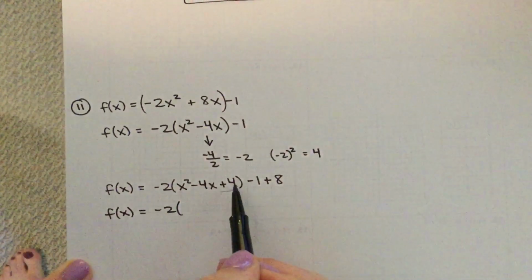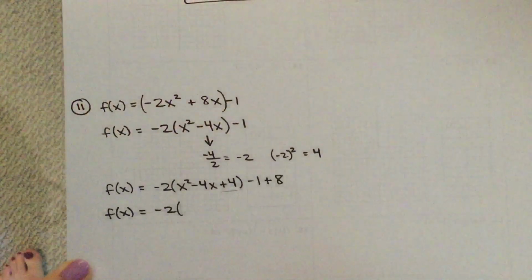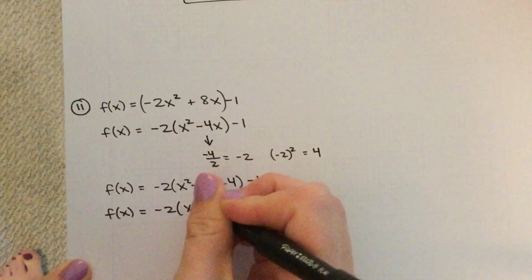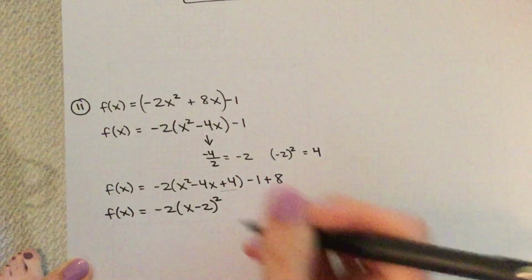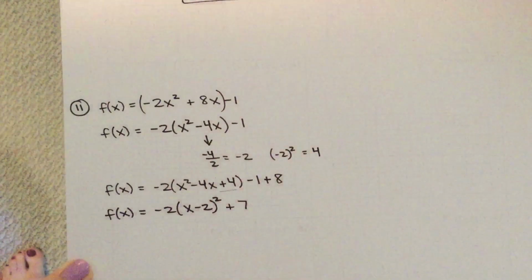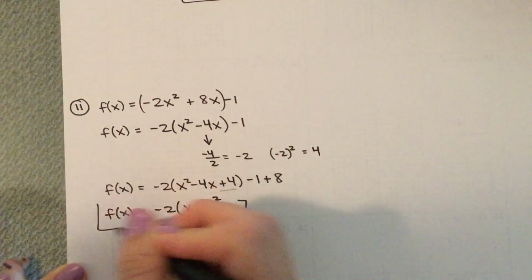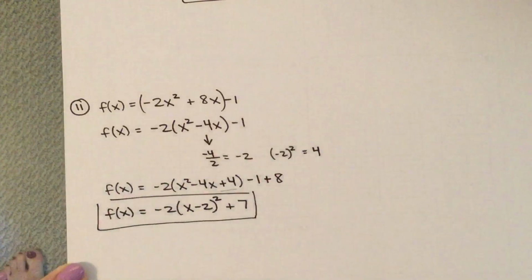So factor this down. The numbers that multiply to positive 4 and add to negative 4 would be negative 2 and negative 2. So I repeat that factor and then simplify the end of the equation. And that is what I get. So the first thing I was trying to do was actually to get that equation.